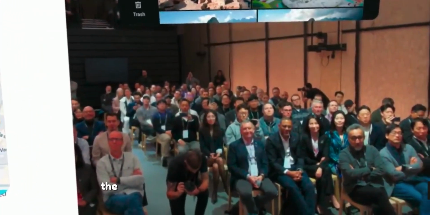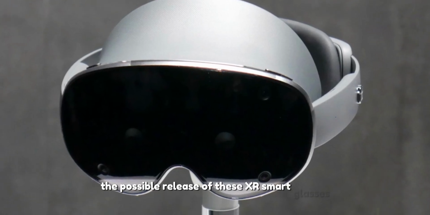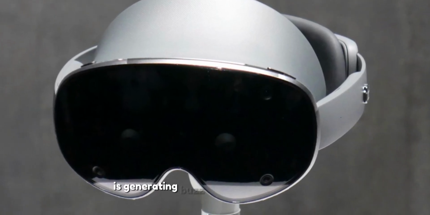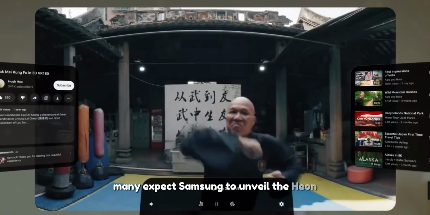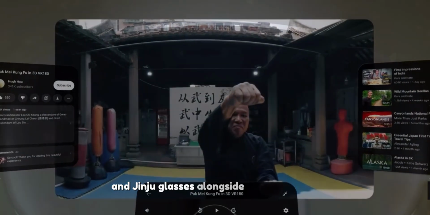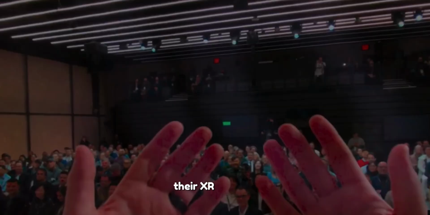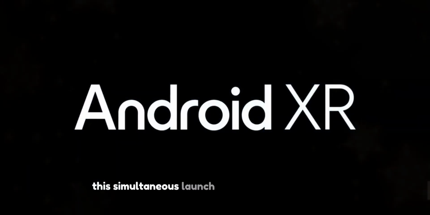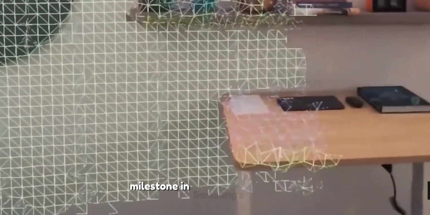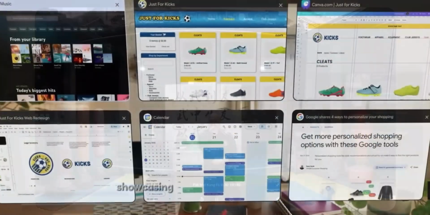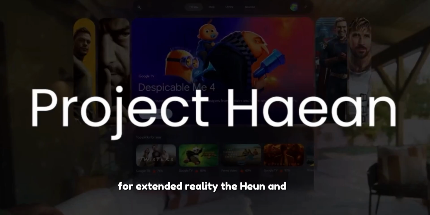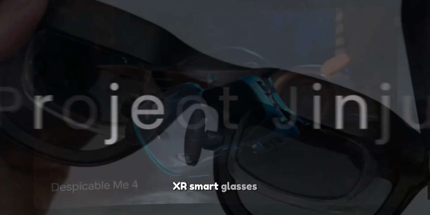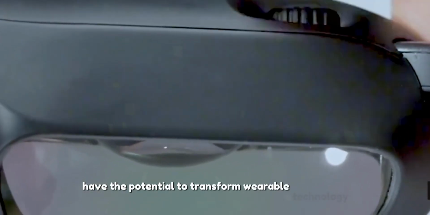Looking ahead, the possible release of these XR smart glasses later this year is generating buzz in the tech community. Many expect Samsung to unveil the Haean and Jinju glasses alongside Project Moohan, their XR headset. This simultaneous launch would mark a significant milestone in Samsung's XR journey, showcasing the full scope of their vision for extended reality.